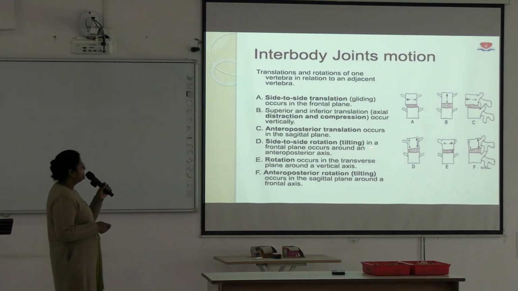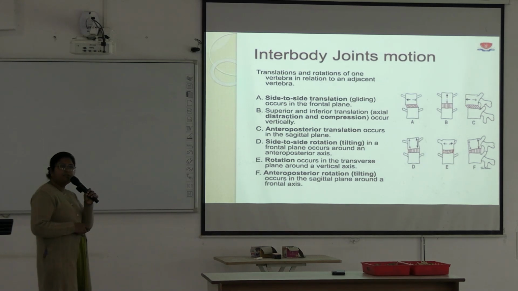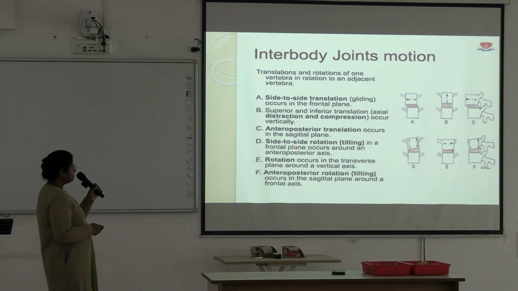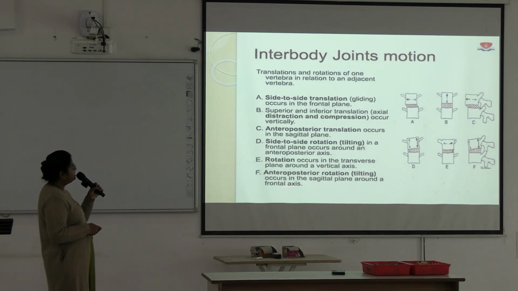Side to side rotation or tilting in the frontal plane occurs around an antero-posterior axis, and rotation occurs in the transverse plane around a vertical axis. Antero-posterior rotation, that is tilting, occurs in the sagittal plane around a frontal axis. So these are the movements occurring in the interbody joints.